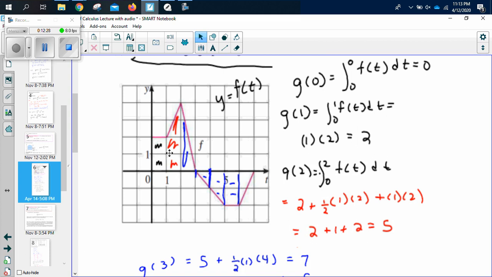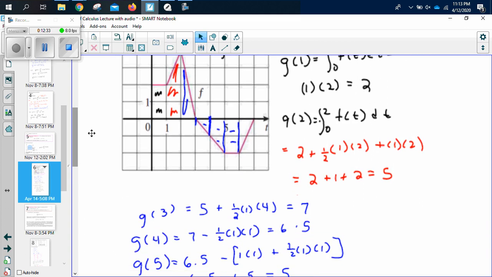We need to take what we already have and add in the area of this triangle. So the area of the triangle, the base is 1, and the height is 1. So if I take the 5 and add in the area of this triangle, that gives me 7. Now notice for g of 4, the graph of the function is below the t-axis. So what I'm going to have to do is subtract this area from the area that I already have.